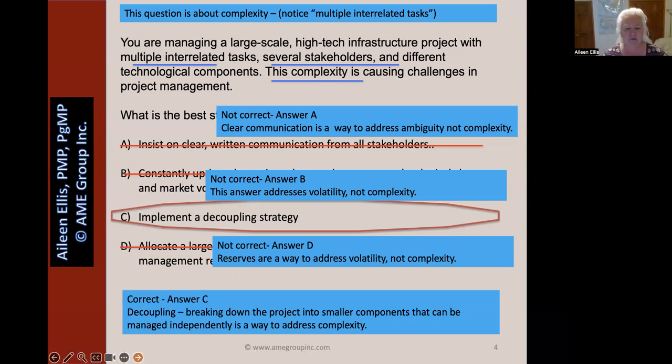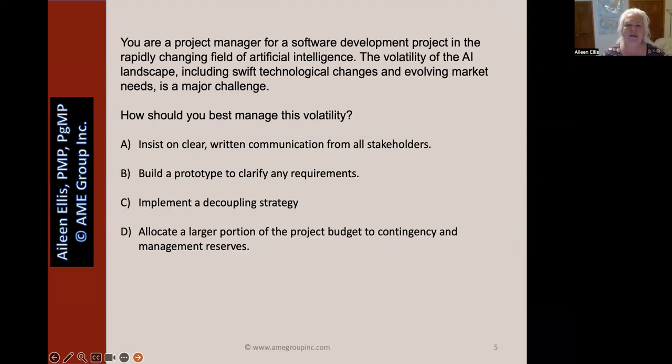Let's go to question 3 of 3. How are you doing so far? You are a PM for a software development project in the rapidly changing field of artificial intelligence. The volatility of the AI landscape, including swift technological changes and evolving market needs, is a major challenge. How should you best manage this volatility?